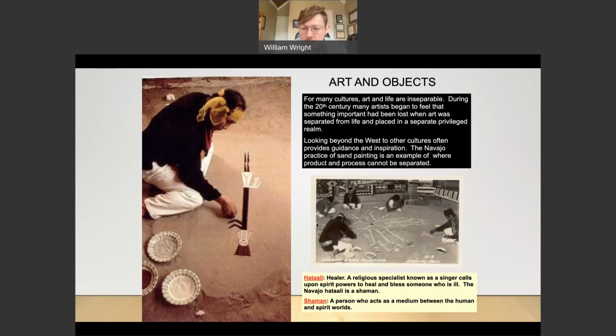It's basically a shaman. And a shaman is a person who acts as a medium between the human and spirit world. That goes beyond just Navajo. That's just general language. This is a person who, as an act of almost medicine or spirituality, is creating the artwork. They don't just make it; they create it as the act, and then the artwork itself will often be blown away. It'll be swept up.